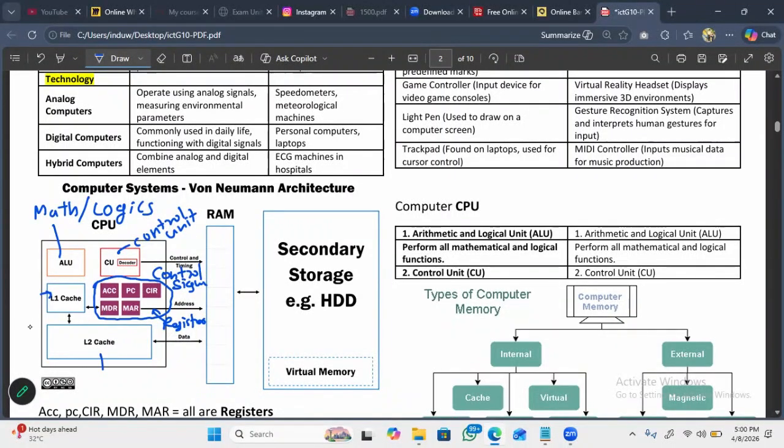L2 cache memory, according to your syllabus, is outside the CPU, but in modern computer architecture, L2 cache memory is inside the CPU. But we have to consider your syllabus, so you have to consider L2 as just outside the CPU. And it is acting as a doorkeeper for the CPU. The data should come from the RAM to the L2 cache. L2 cache gives the data to the L1 cache, then to the registers.